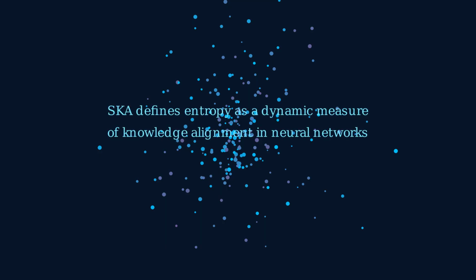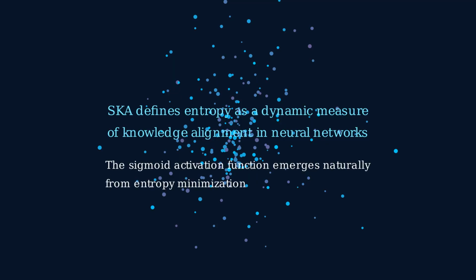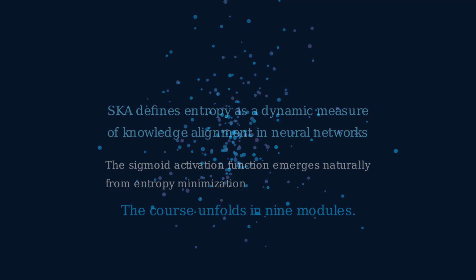SKA defines entropy as a dynamic, continuous measure of knowledge alignment in neural networks. The central result is that the sigmoid activation function emerges naturally from entropy minimization, not as an arbitrary design choice, but as a mathematical consequence of how knowledge organizes itself. The course unfolds in 9 modules.